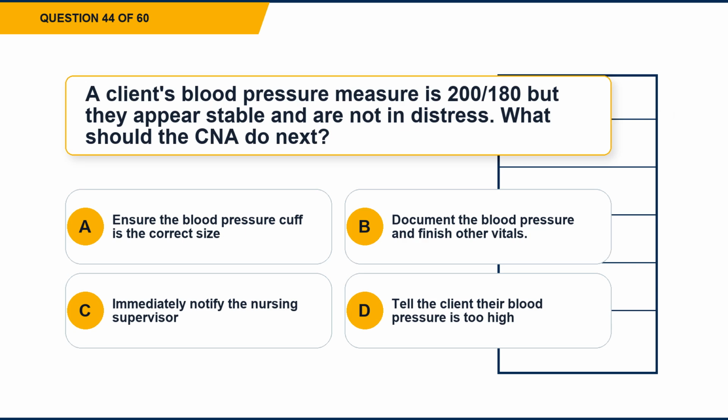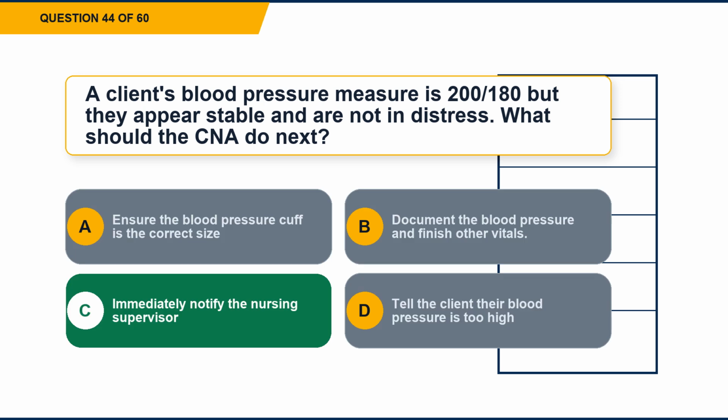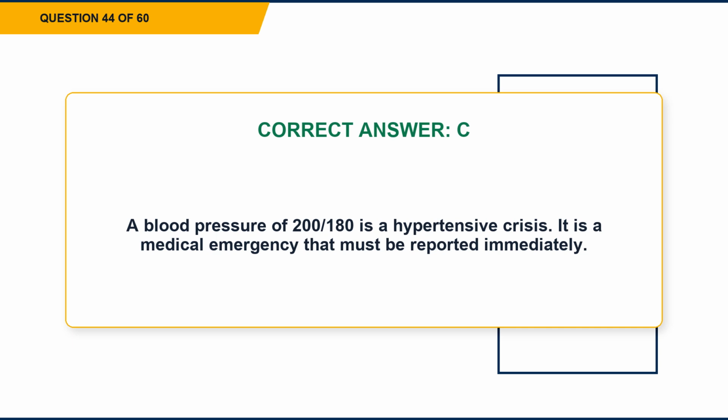Question 44. A client's blood pressure measure is 200/180 but they appear stable and are not in distress. What should the CNA do next? Option A. Ensure the blood pressure cuff is the correct size. Option B. Document the blood pressure and finish other vitals. Option C. Immediately notify the nursing supervisor. Option D. Tell the client their blood pressure is too high. The correct answer is option C. Immediately notify the nursing supervisor. Explanation. A blood pressure of 200/180 is a hypertensive crisis. It is a medical emergency that must be reported immediately.